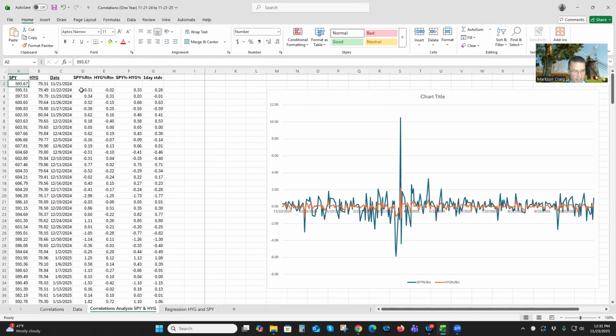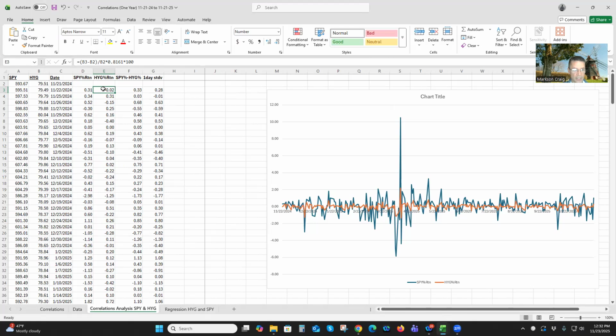These are the closing prices, right? Then you divide that again by A2 and you multiply it by 100. So you see a 0.31% here. That means that SPY from the day prior went up by 0.31%.